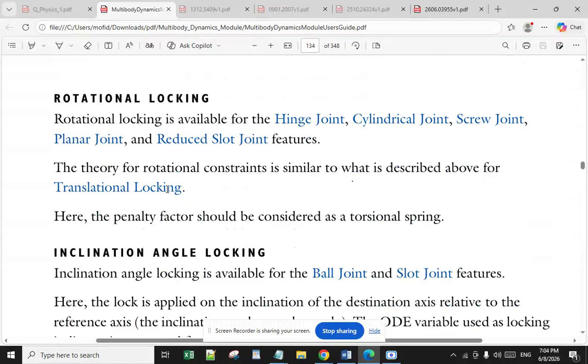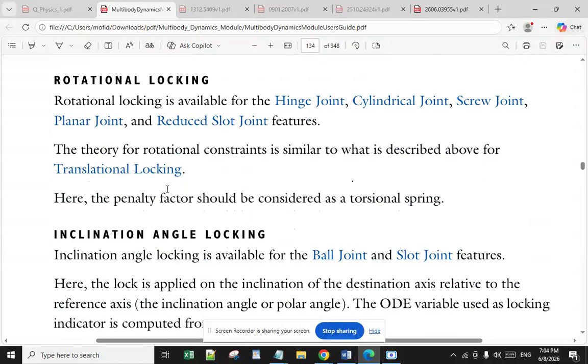Rotational locking is available for the hinge joint, cylindrical joint, screw joint, planar joint, and reduced slot features. The theory of the rotational constraint is similar to what is described above for translational locking. Here, the penalty factor should be considered as a torsional spring.